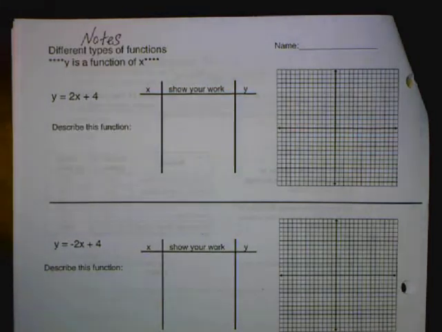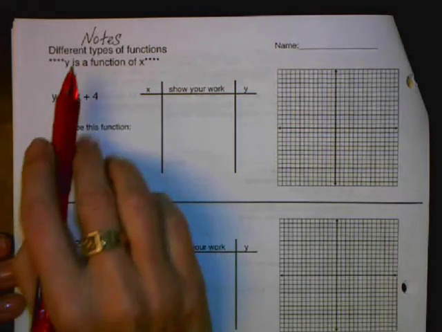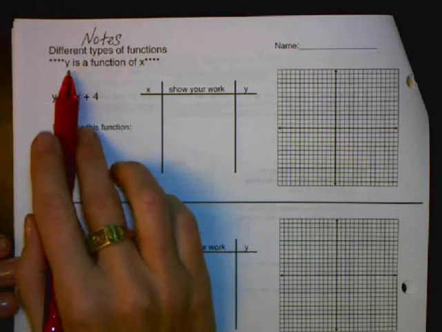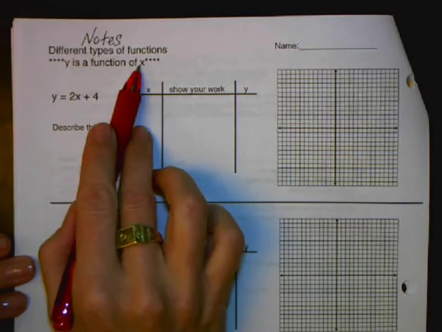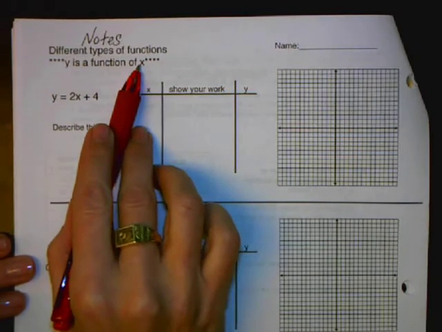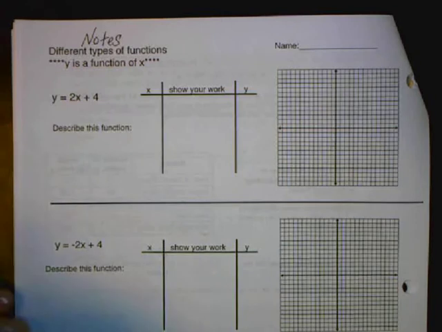These notes are intended to help us understand different types of functions and how to graph them. So in all of the examples I'm going to give you, y is a function of x. The value of y depends on what value you plug in for x. So let's work through a few examples.